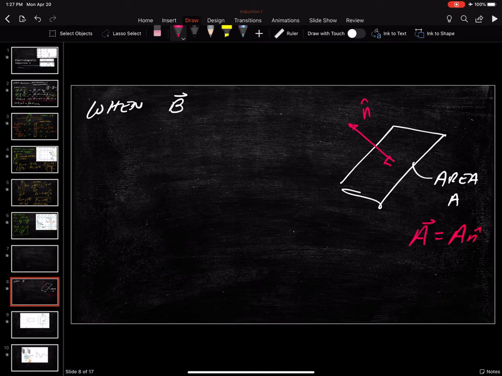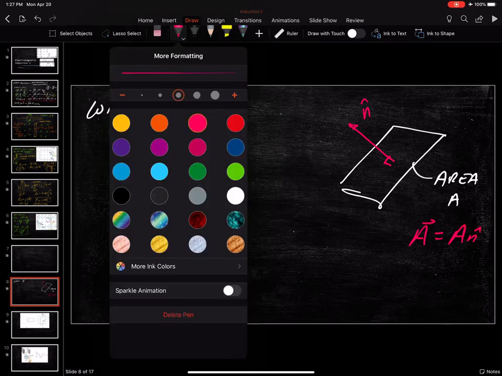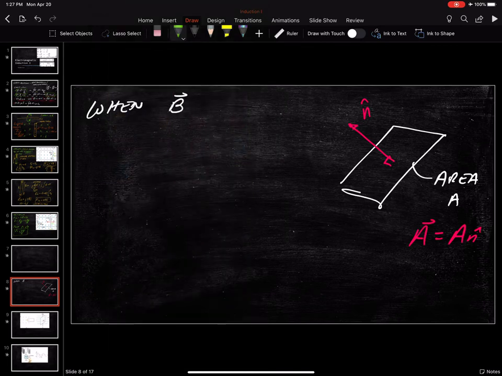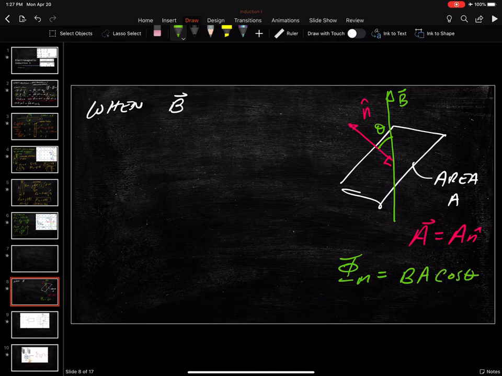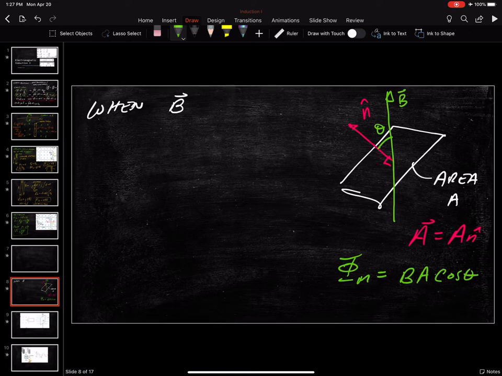You remember this from Gauss's law. We talked about that. If you have a magnetic field passing through here, so this is your B, at some angle theta here, then the magnetic flux would be B times A times cosine theta, you remember. Why? Well, if B is parallel to A, then phi magnetic is as big as possible. It's maximized.